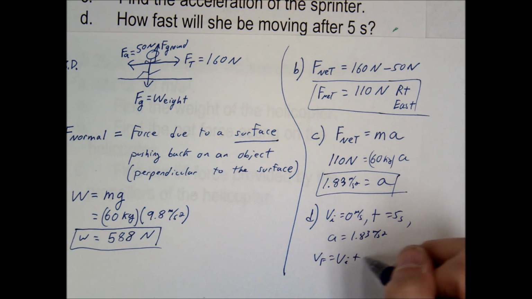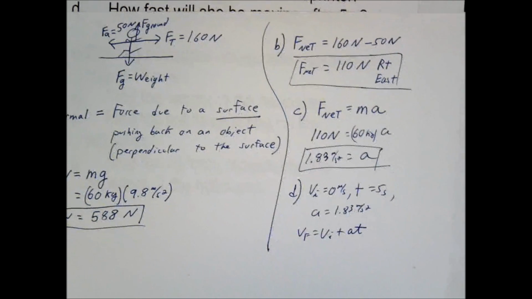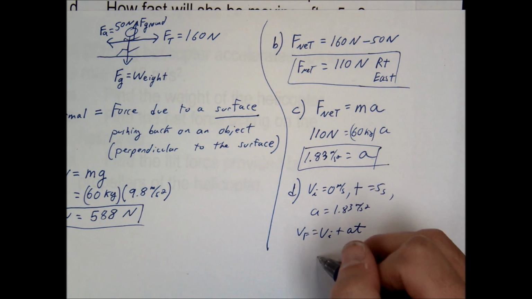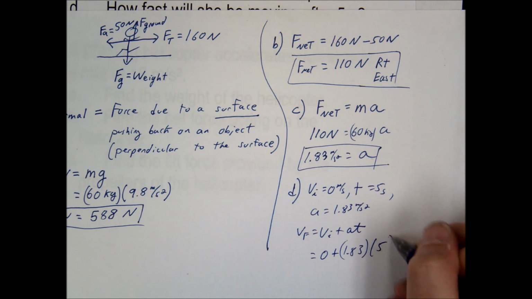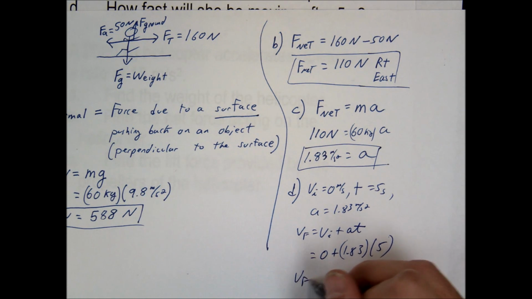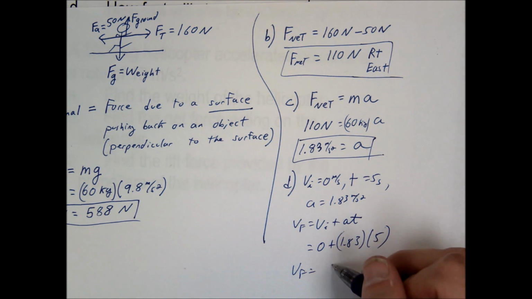The nice easy one. 0 plus 183 times 5. Nine point what? 1.5.